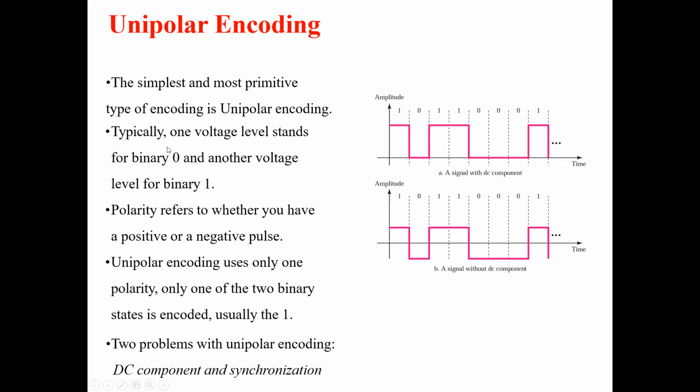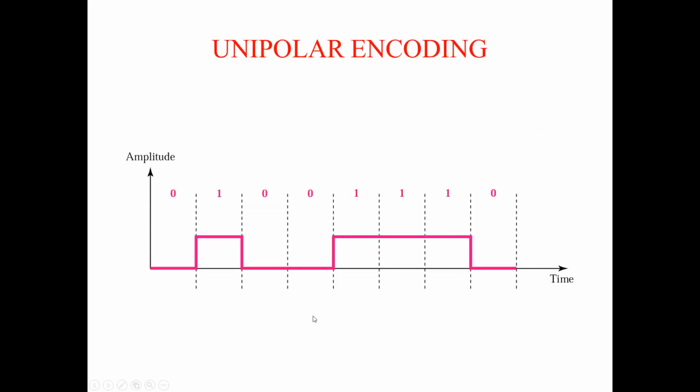We can convert the digital signals into digital itself with the high voltage pulses. Two problems with this encoding: DC component and synchronization. In the 0 1 format, 1 is for the on state and 0 is for the off state. This is the unipolar encoding. The diagram is not in your book; this is just for your understanding.